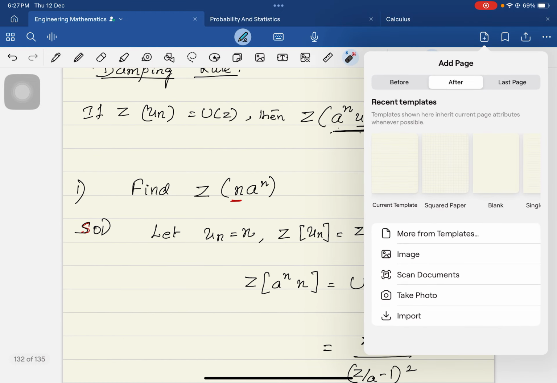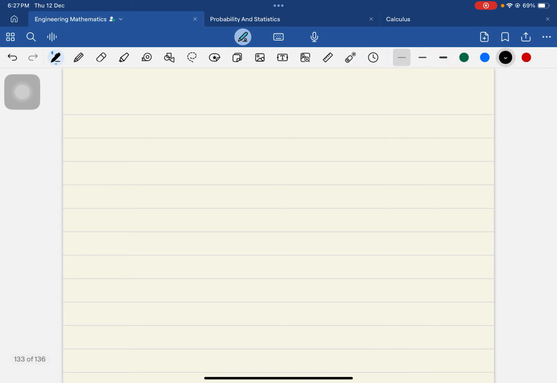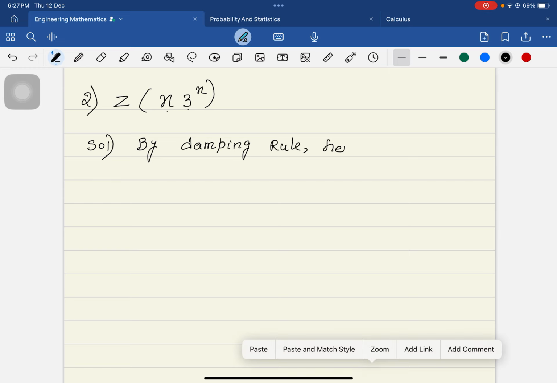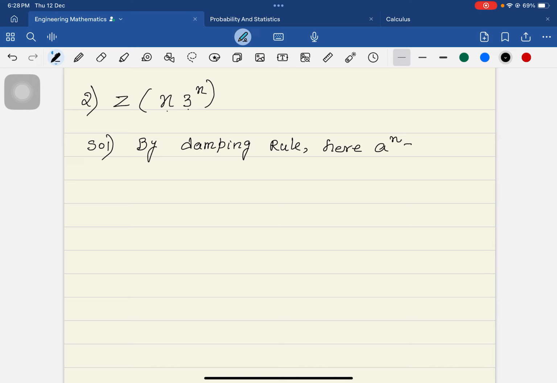So, let us now take another problem and try to understand this. Z of, let us say, n into 3 to the power of n. Now, what we have to understand here is that there is a combination of n and 3 power n. So, definitely we have to use the damping rule. By the damping rule only, we are going to find the solution. Now, here a power n means 3 power n. And what is u_n? u_n is equal to n.